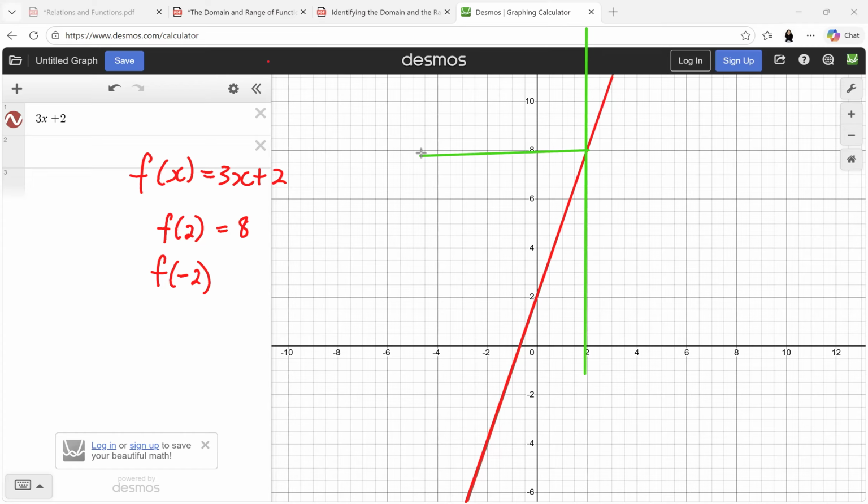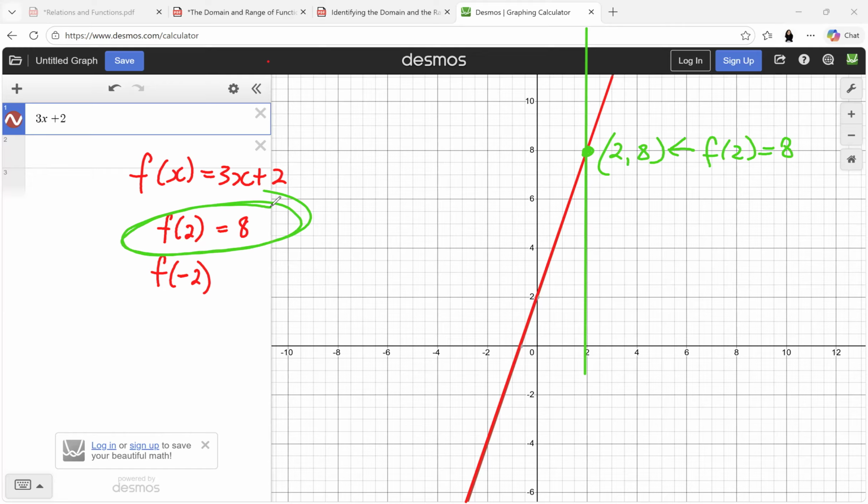A x value and a y value. What point is that? So 2 and 8. Right, so this point here is 2, 8. Yes? Therefore, f of 2 is equal to 8.